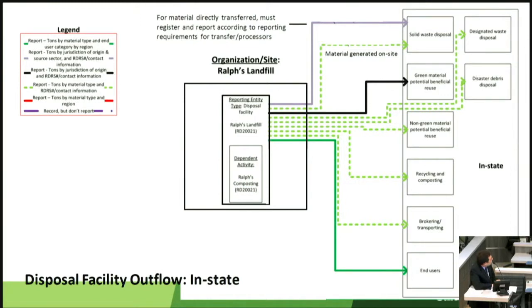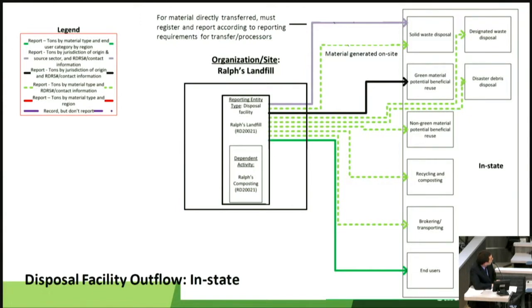All right, the next two, designated and disaster. Yes, that's essentially the same as transfer processor, just the tons and the receiving facility contact information. Non-green material, you'll need to break that down by what exactly it is, and then tons and receiving facility contact information. Same thing for sending recycling and composting outflows.